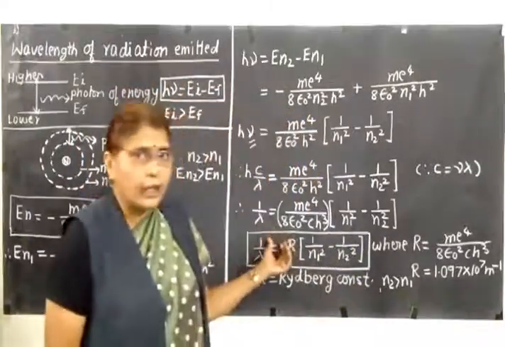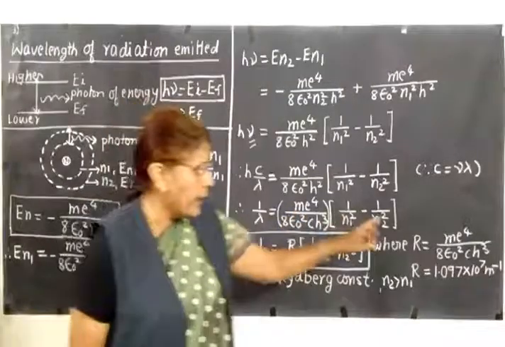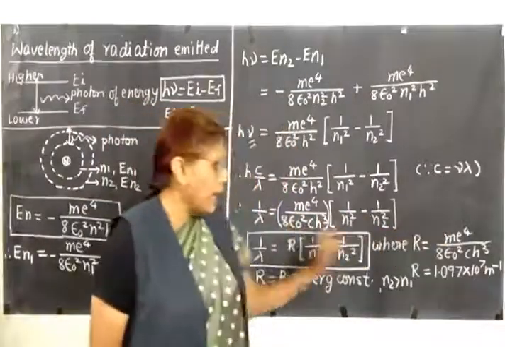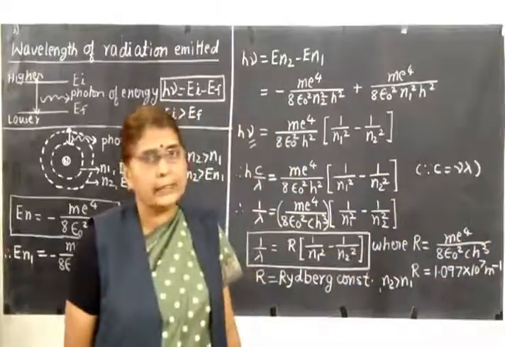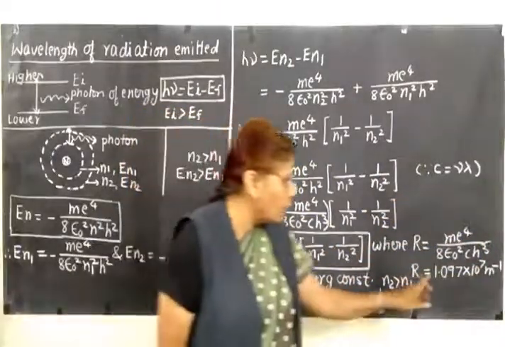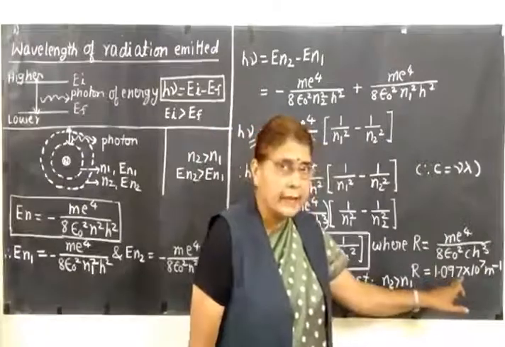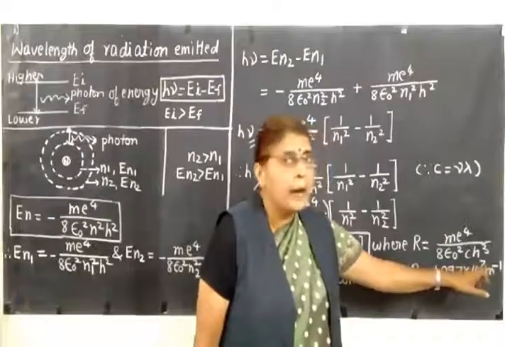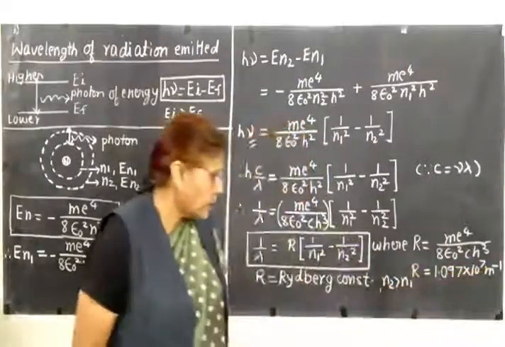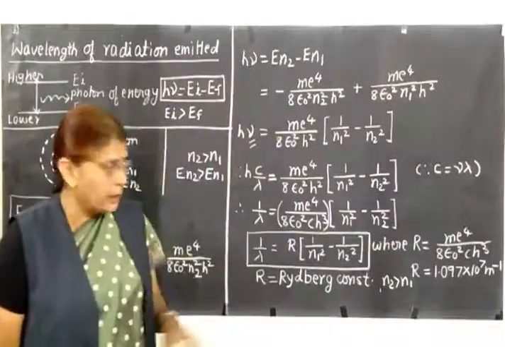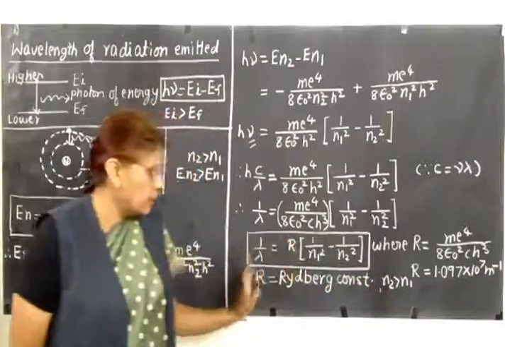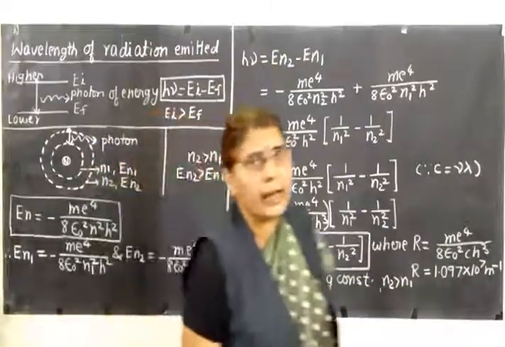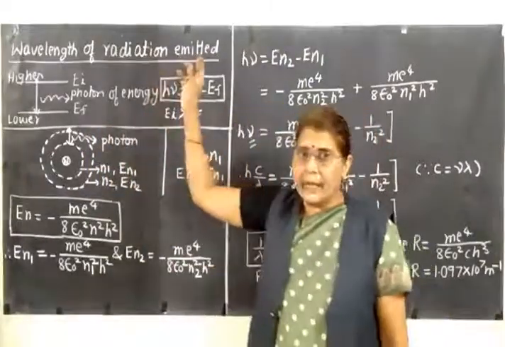So here what is the value of R? R is nothing but m e raised to 4 by 8 epsilon 0 square c h cube. If you put all the constant terms and simplify, the value comes out to be 1.097 into 10 raised to 7 per meter. In this expression you have to remember that n2 is greater than n1. So this is the final expression for the wavelength of emitted radiation.